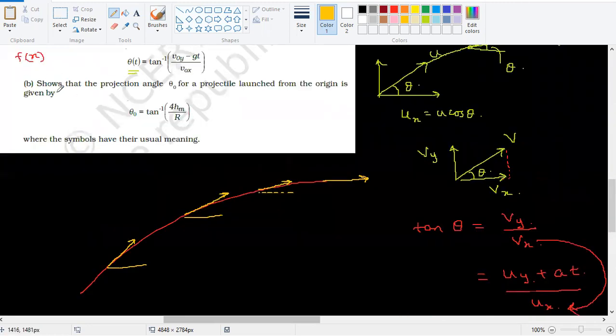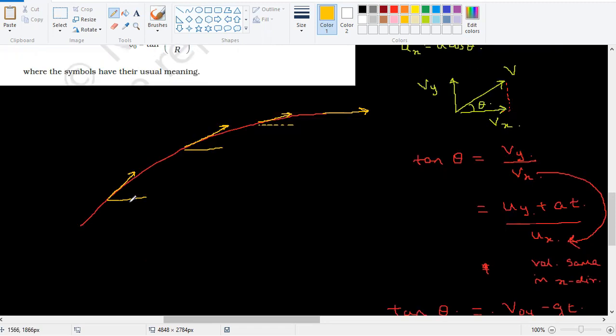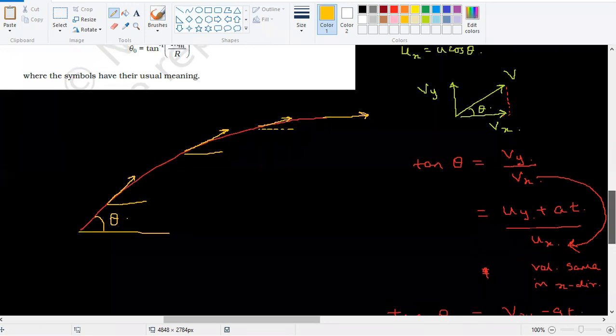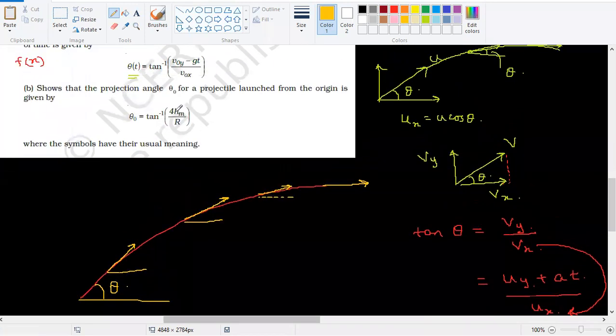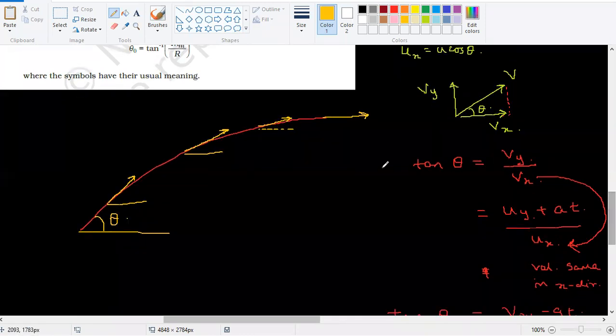Part B: show that the projection angle theta naught for a projectile launched from the origin is given by... Now they are asking you to find the projection angle. Here it was the angle between velocity and the x-axis at every instant. Here they are asking you for the projection angle, so this theta. And they are talking in terms of h max. Hm is the maximum height, so this is your h max.